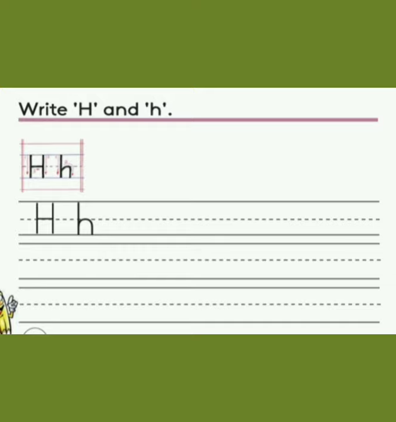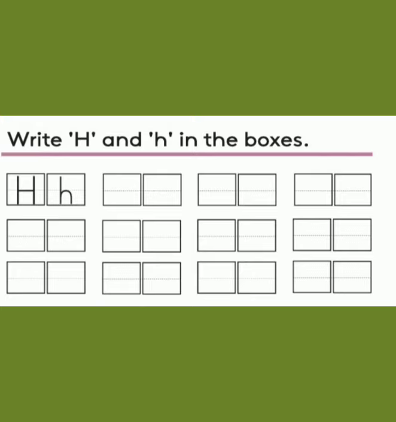And the next activity is also a writing part. You have to write the capital H and the simple H in the boxes given. Okay, they have given empty boxes. The first one is done for you. You can see a capital H and a simple H is written in the boxes. So in the first boxes, you have to write the capital H, and in the second boxes, you have to write the simple H. It is also a very easy exercise.